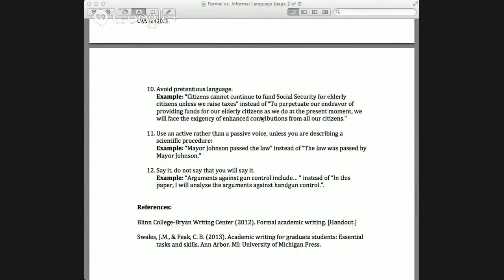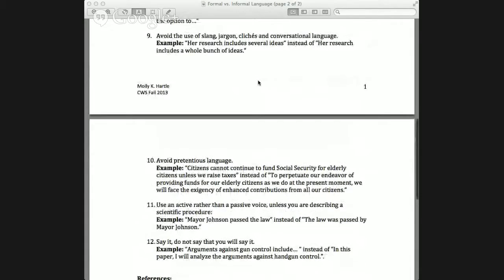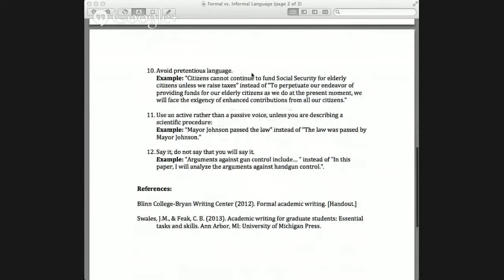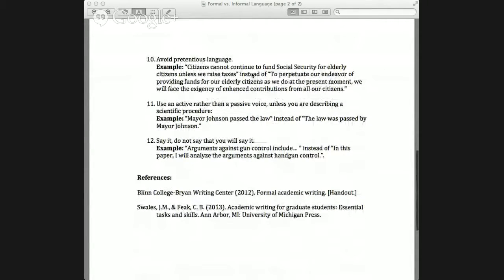I want to avoid pretentious language. So just as you want to avoid cliches and slang and jargon, conversational language, similarly, you want to avoid pretentious language. So instead of saying to perpetuate our endeavor of providing funds for elderly citizens as we do at the present moment, we will face the exigency of enhanced contributions from all of our citizens.